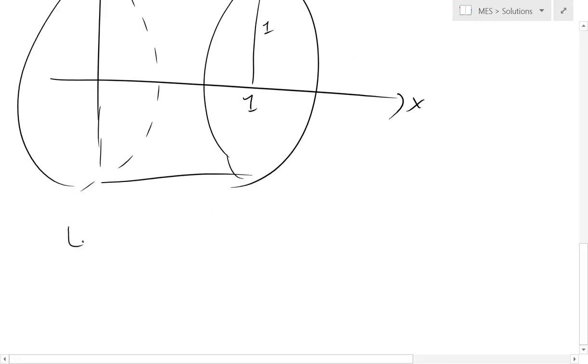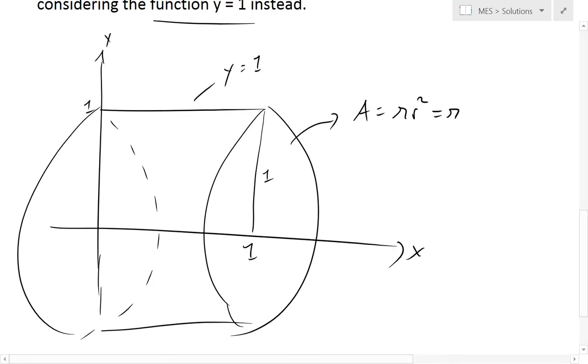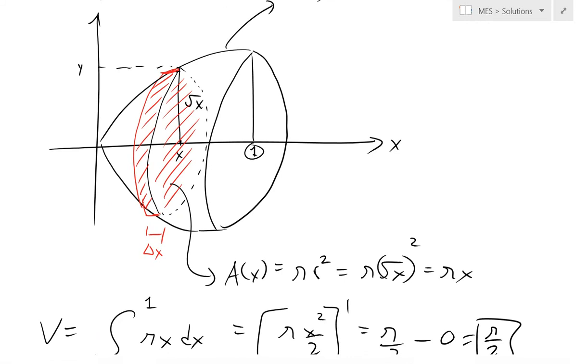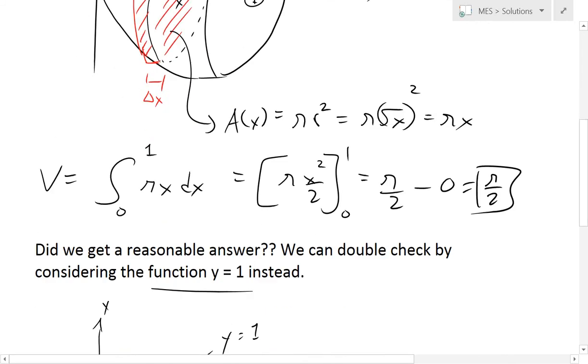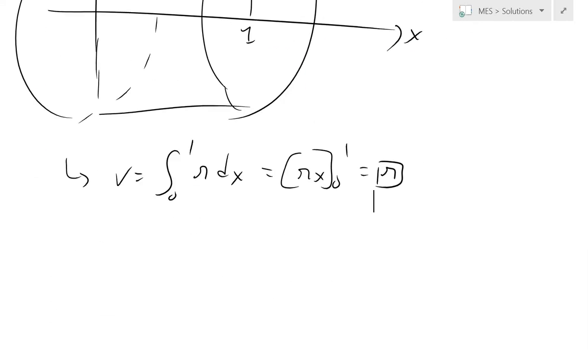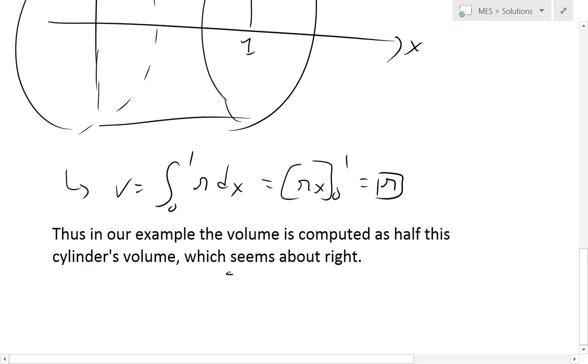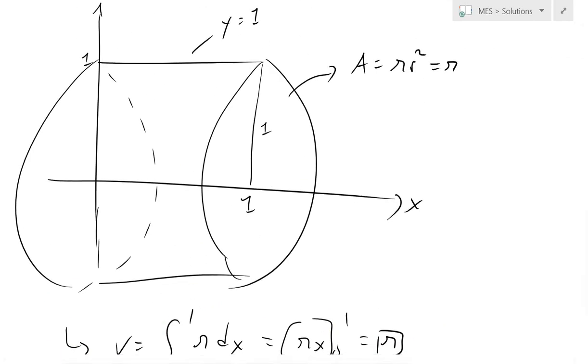So if we take the volume of this one, the volume is the integral from 0 to 1 of pi dx, since the area is just pi. This equals pi x from 0 to 1, which is just pi. So if we consider this entire volume, we get a volume of pi, but our original solid looks like about half of it, and we get pi over 2, so roughly this is double. I'll just write that down. In our example, the volume is computed as half of this full cylinder's volume, which seems about right, and it's a good double check of our work.